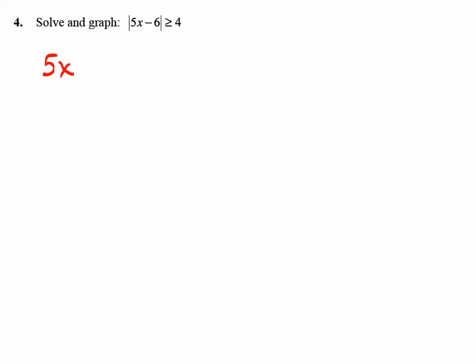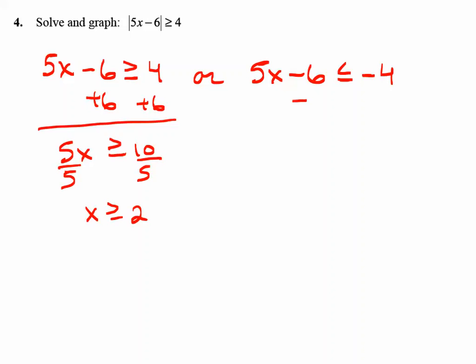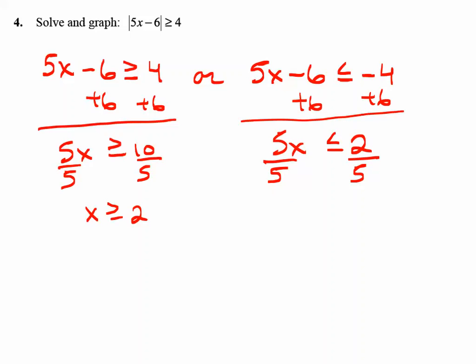All right, let me start it as well. If you are completely lost, look at the board, but I'm sure most of you guys are doing okay here. So the positive case or the negative case. Switch the inequality and then take the opposite of the 4. Solving this one, adding 6 to both sides gives you a 10. Dividing by 5 gives you x is greater than or equal to 2. Adding 6 on this side gives you a 2, and then divide by 5 gives you a fraction of 2/5.